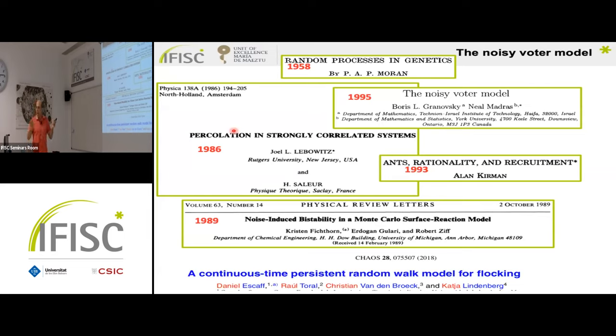All this literature, all these papers are unaware of the others. They have appeared in different fields, and they don't cite the other contributions. But we do; this is a recent work. We put that into context. These earlier papers, the paper by Moran, the paper on the noisy voter that actually gave the name to the model, a mathematics probability paper, this one on strongly correlated systems and percolation, and this paper on surface reactions, which I'll discuss in a moment, were all unaware of our work.